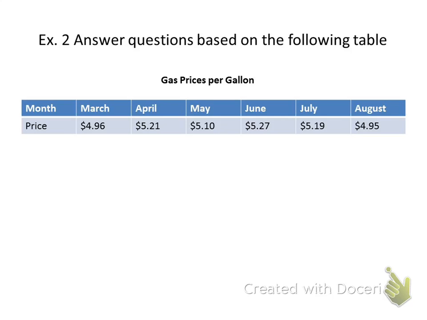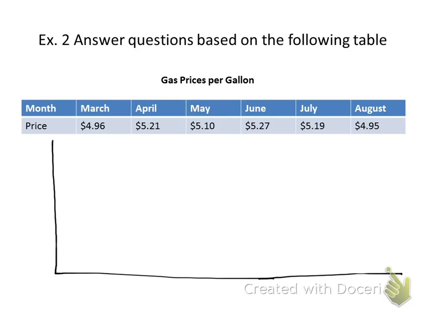So what I want to do is I want to come up with my chart. I'm going to write my months down here at the bottom because I'm going to do a vertical bar chart. So I'm going to have March down here, April, May, June, July, and then August.